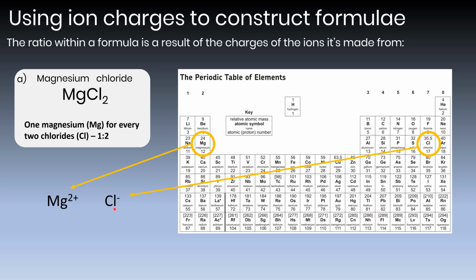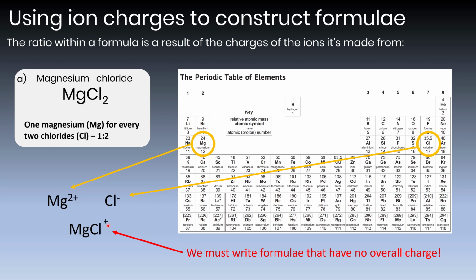If we tried to pair up these ions like this, you've got a 2+ charge and a 1- charge, so the charges wouldn't cancel out. You'd end up with MgCl, but it would have an overall positive charge because you've got 2 pluses but only 1-. We need to write the formula in a way that gives it no overall charge, so this is wrong. Instead, we would need 2 chlorines, each with a 1- charge, for every 1 magnesium to cancel out the charge fully. That's what gives us MgCl2, because we have 2 negatives and 2 positives.